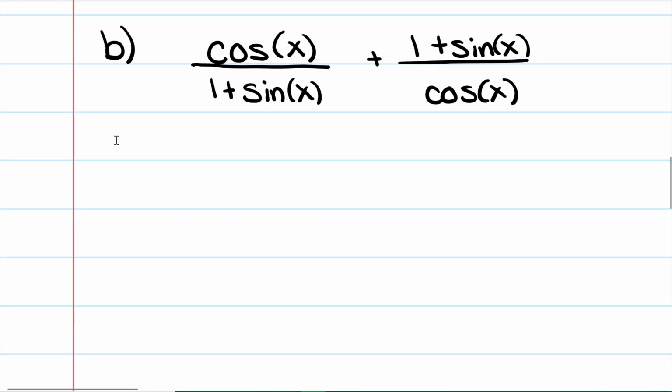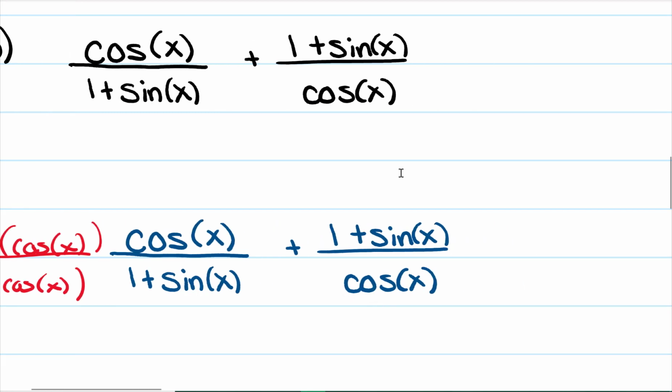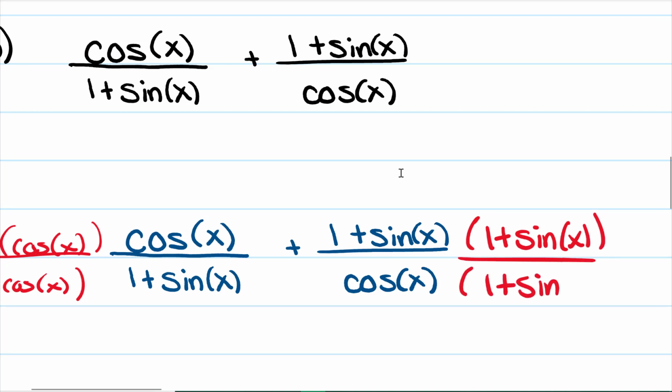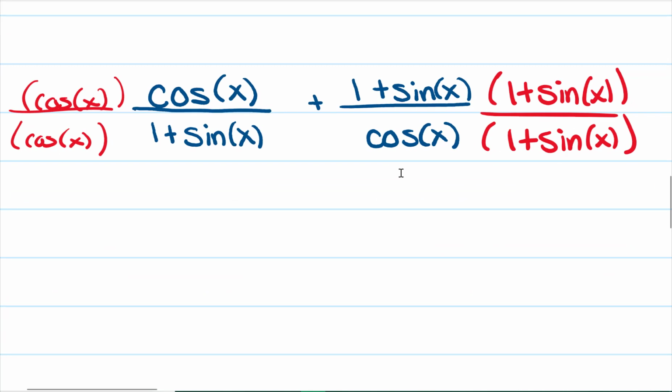So in part B, we're going to do something very, very similar. We're going to end up combining common denominators. So the first thing I like to do is go ahead and rewrite it. Now, the left term is going to need a cosine of x, so I multiply by cosine of x over cosine of x. My right term is going to need that 1 plus sine of x. And then I very carefully will multiply everything.